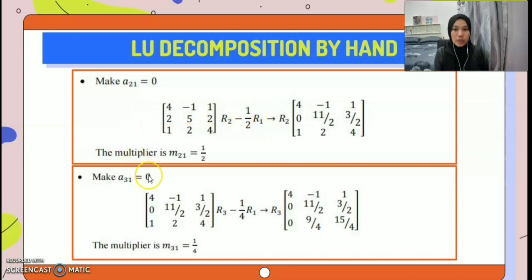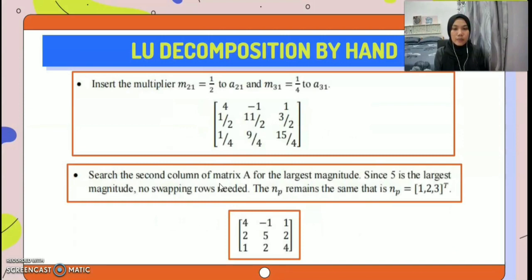The next one, we need to make A31 equal to 0. So we need to perform the elementary operation for row 3, which is row 3 minus 1 over 4 row 1, and we will get the new row 3. From the new row 3, we will get A31 equal to 0, and the multiplier M31 is 1 over 4.